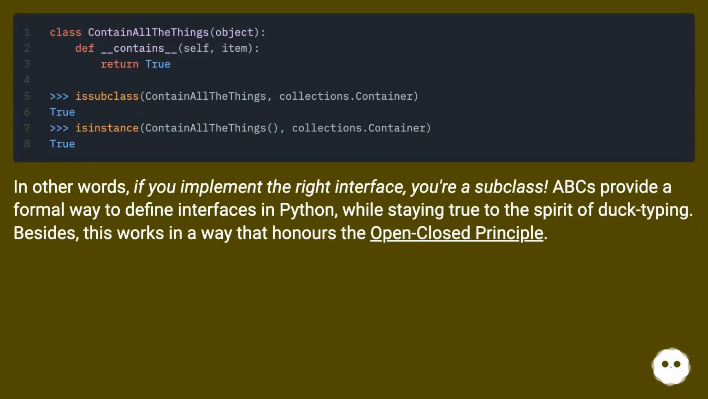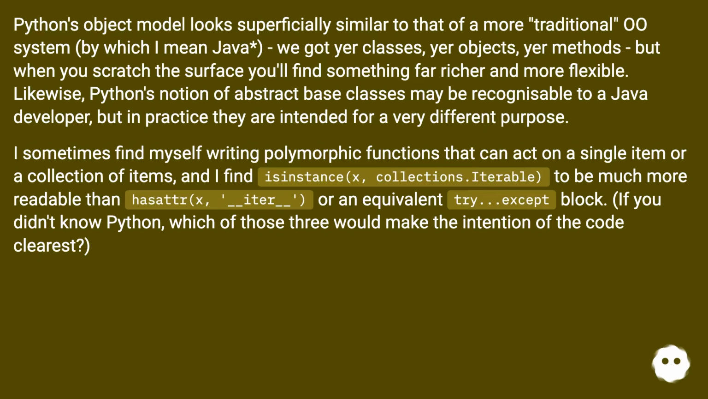In other words, if you implement the right interface, you're a subclass. ABCs provide a formal way to define interfaces in Python while staying true to the spirit of duck typing. Besides, this works in a way that honors the open-closed principle. Python's object model looks superficially similar to that of a more traditional OO system, by which I mean Java*. We've got your classes, your objects, your methods, but when you scratch the surface you'll find something far richer and more flexible. Likewise, Python's notion of abstract base classes may be recognizable to a Java developer, but in practice they are intended for a very different purpose.